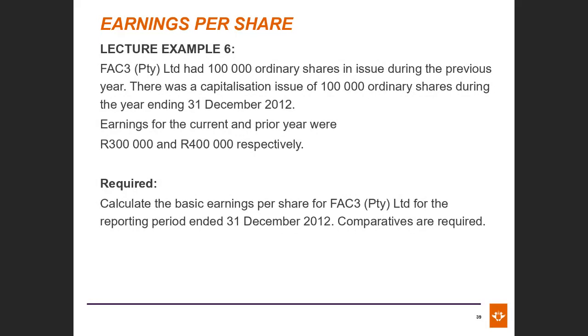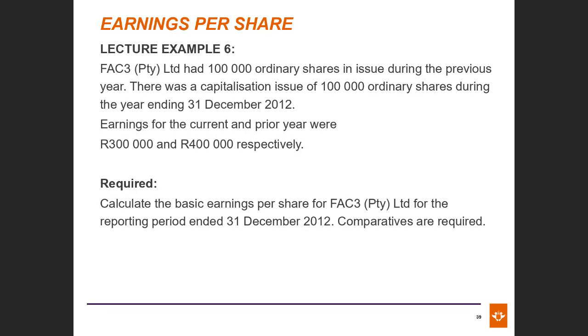So let's have a look at example 6 on slide 39. FAC3 had 100,000 ordinary shares in issue during the previous year. There was a capitalization issue of 100,000 ordinary shares during the year ended 31 December 2012. Earnings for the current and prior year were 300,000 and 400,000 respectively.